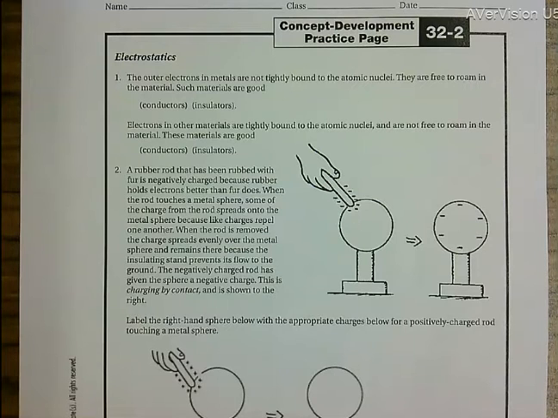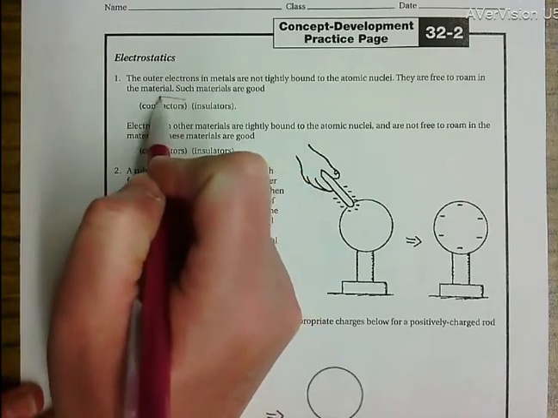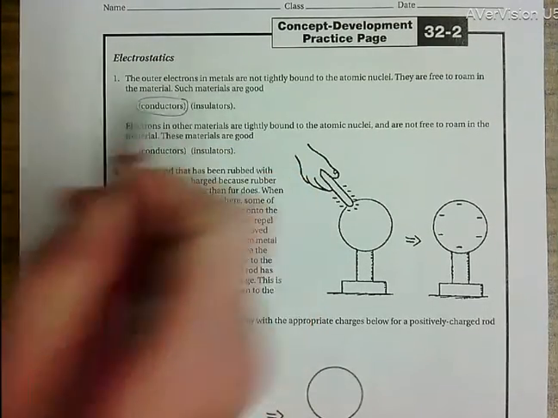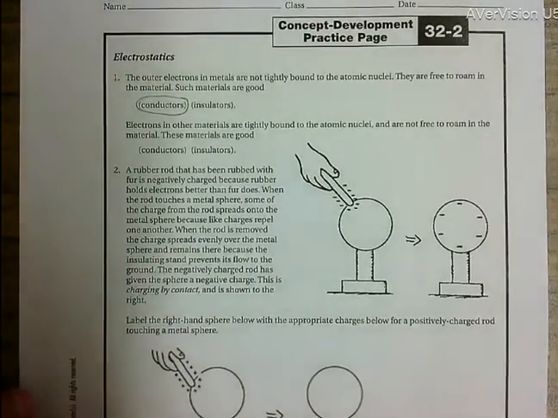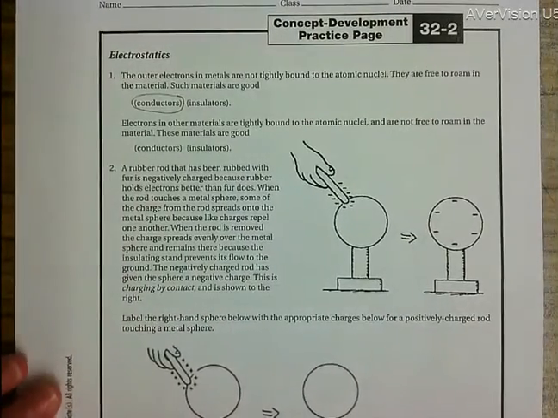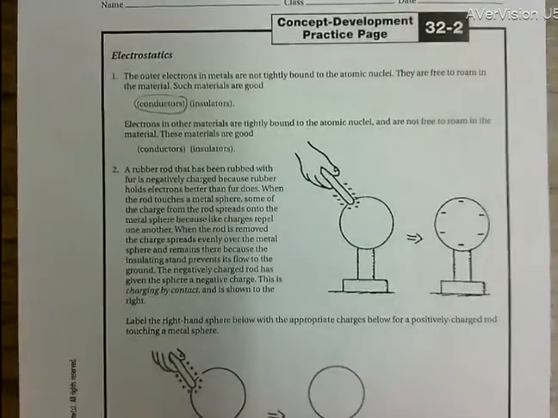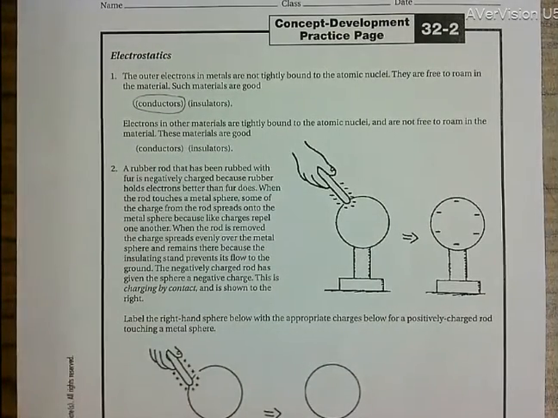So, to begin with, we see the outer electrons in metals are not tightly bound to the atomic nuclei. They are free to roam in the material. Such materials are good conductors. So when the electrons are free to move, that makes the substance a good conductor. The reason that metals are such good conductors is because those electrons are free to move in them, which means that they'll conduct electricity.